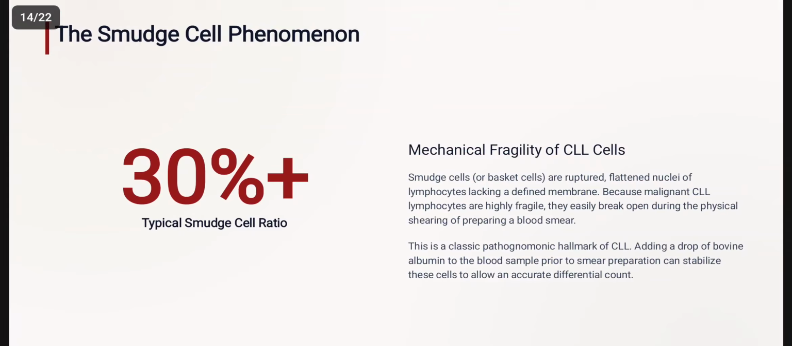Mechanical fragility of CLL cells: smudge cells are ruptured, flattened nuclei of lymphocytes lacking a defined membrane. Because malignant CLL lymphocytes are highly fragile, they easily break open during the physical shearing of preparing a blood smear. This is a classic pathognomonic hallmark of CLL. Adding a drop of bovine albumin to the blood sample prior to smear preparation can stabilize the cells to allow an accurate differential count.